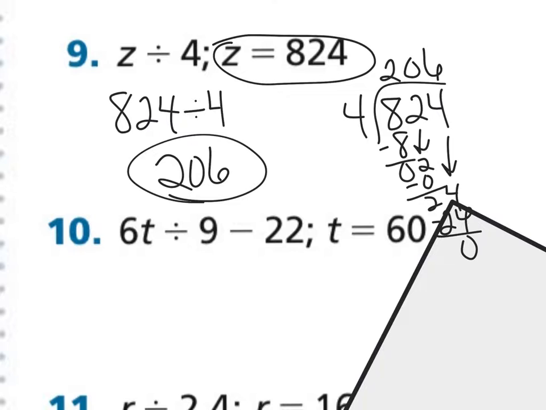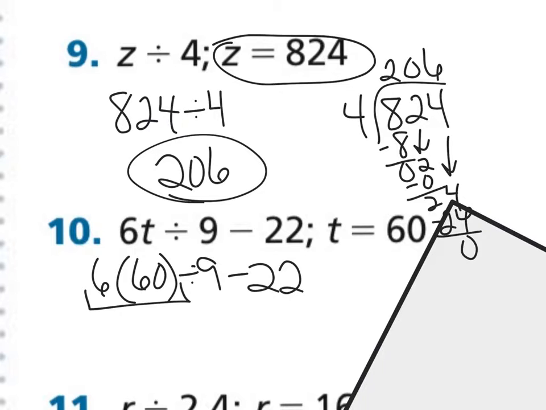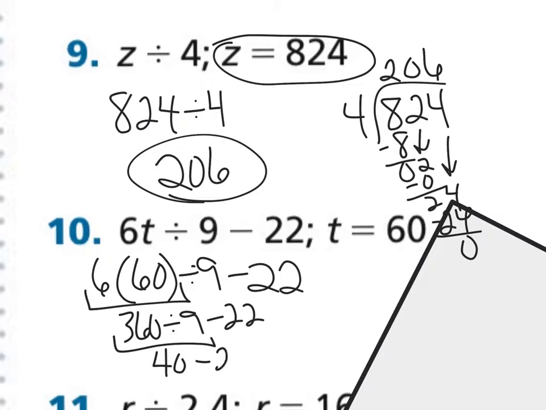On number 10, t equals 60. So we'll substitute that in. Order of operations, first thing would be 6 times 60, which is 360. Then we do 360 divided by 9. You know 36 divided by 9 is 4, so this is going to be 40. And then if you work it out, 40 minus 22, you'd have to borrow, and then you'd get 18. So 18 would be our final answer on number 10.